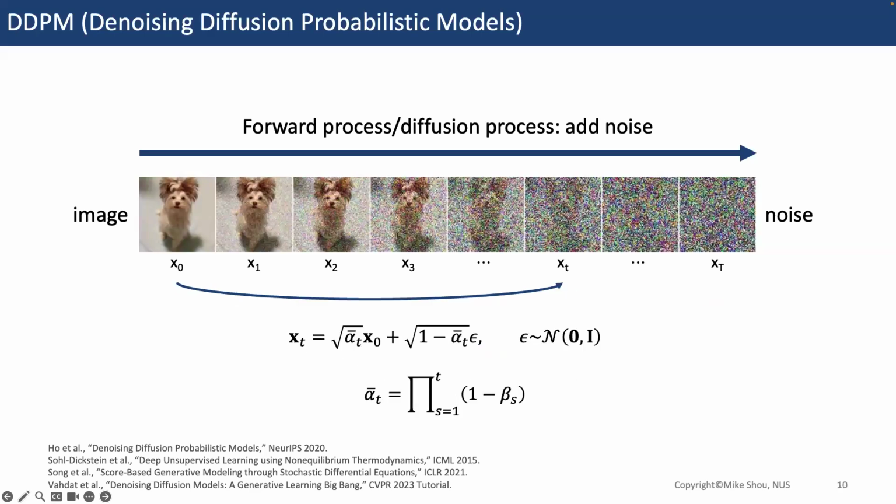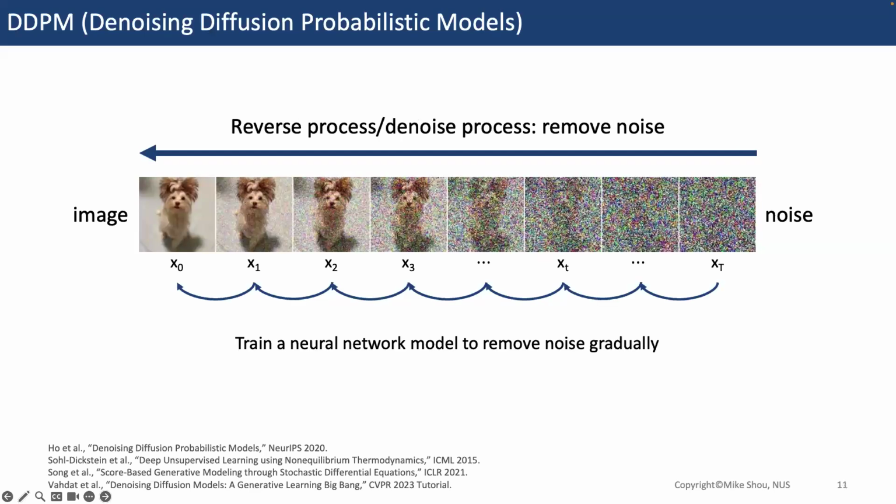And the researchers have found a way to define the amount of noise that is added to an image at each time step using this equation. What is fascinating is that with some mathematical work, we can actually jump directly from the original image x0 to any later noisy image xt using this equation.